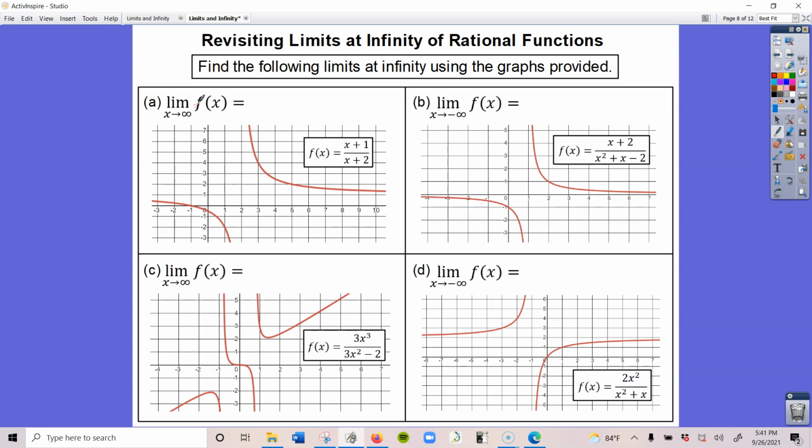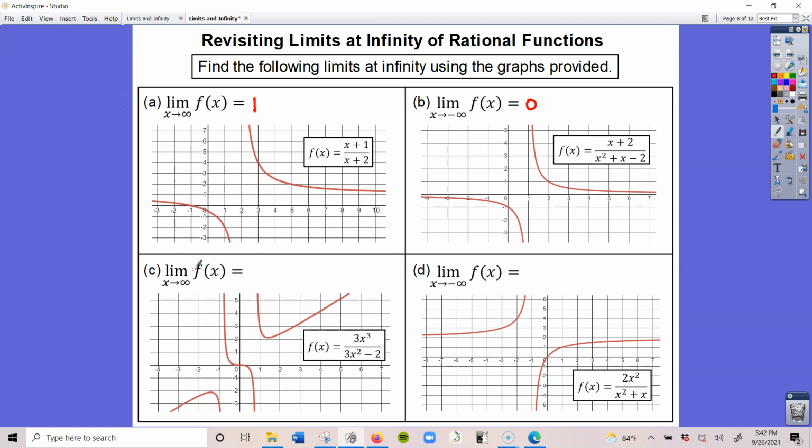So let's start with the limit as x is approaching positive infinity of this function. Right side of the graph, we see that it's leveling out at 1, and that's because of that horizontal asymptote. Remember that we use these limits to prove that we have a horizontal asymptote. Next, we have the limit as x is approaching negative infinity, which we can see is leveling out at the line y equals 0. So this is going to equal 0.